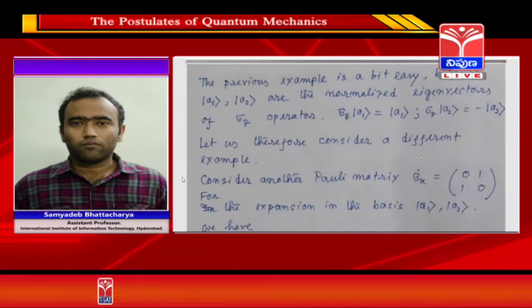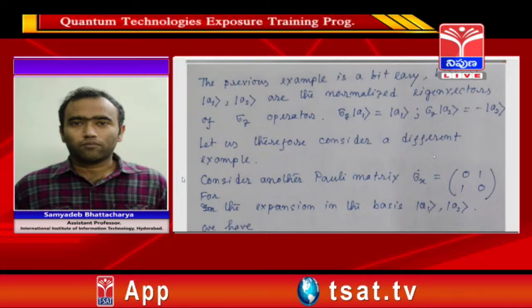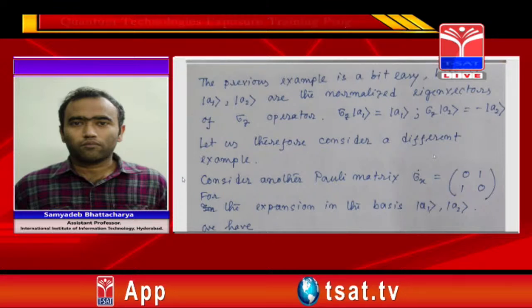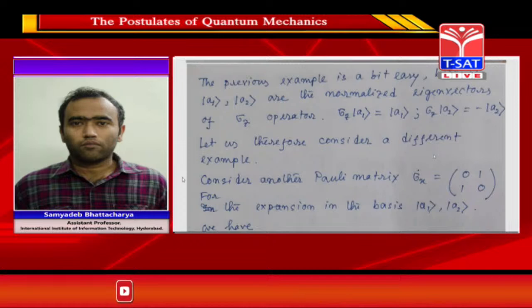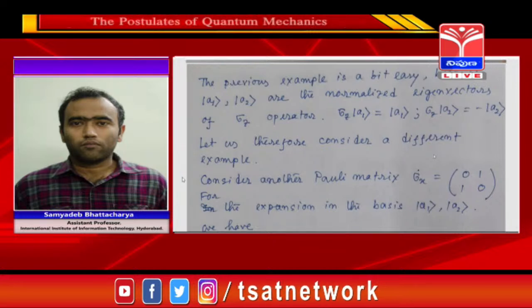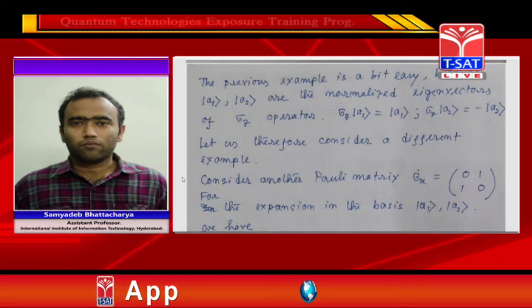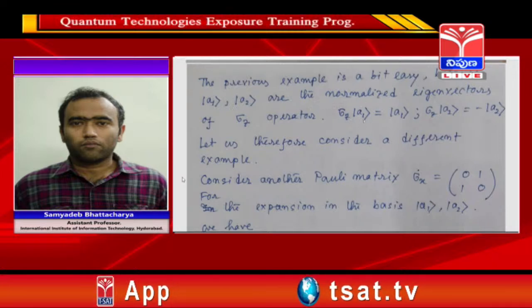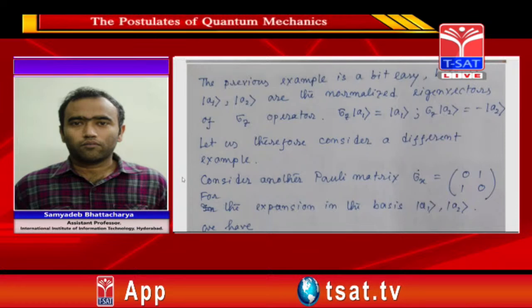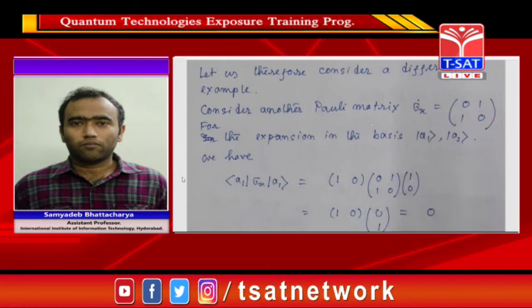The previous example is a bit easy because A1 and A2 are basically the eigenvectors of sigma z itself. So sigma z is already written in terms of this A1, A2 vector. You can calculate the eigenvector and eigenvalue of this sigma z, and you will find that A1 and A2 are the eigenvectors with eigenvalues 1 and -1. So therefore, let us consider a different example.